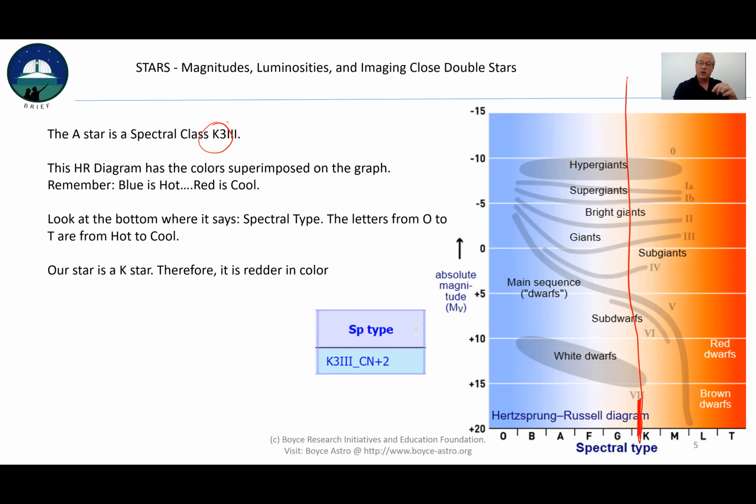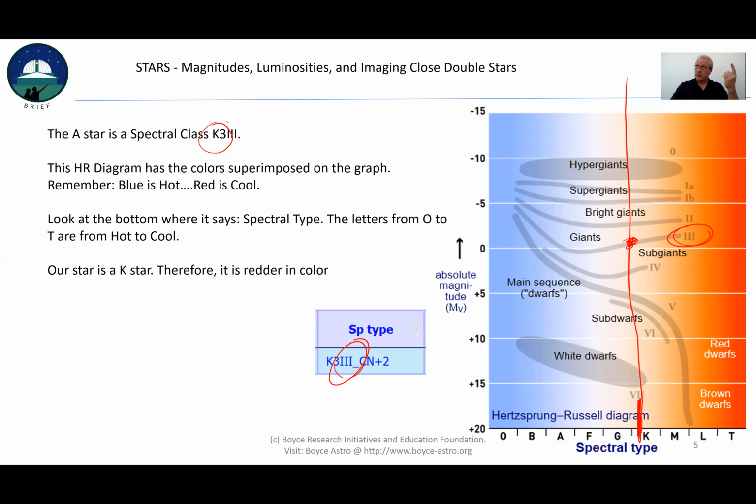The next is the Roman numeral 3. This gets us here to a giant. We understand this is off the main sequence. That means this star sits right about here on the HR diagram. What that tells us is it's a very large star, it's getting brighter, but it is cool, therefore it is red.